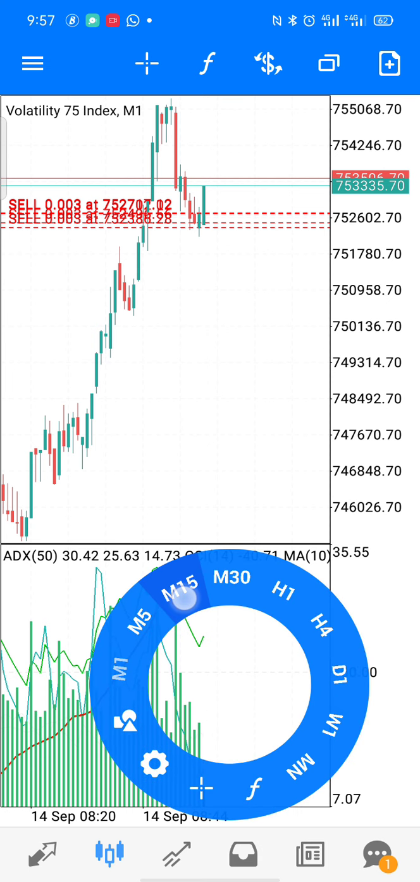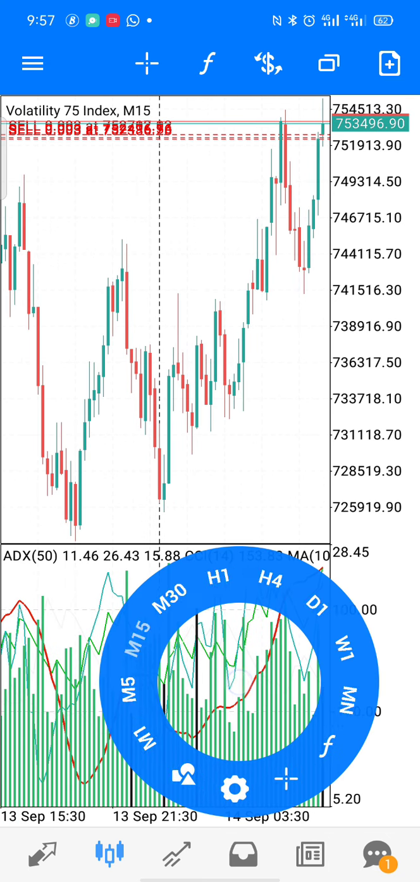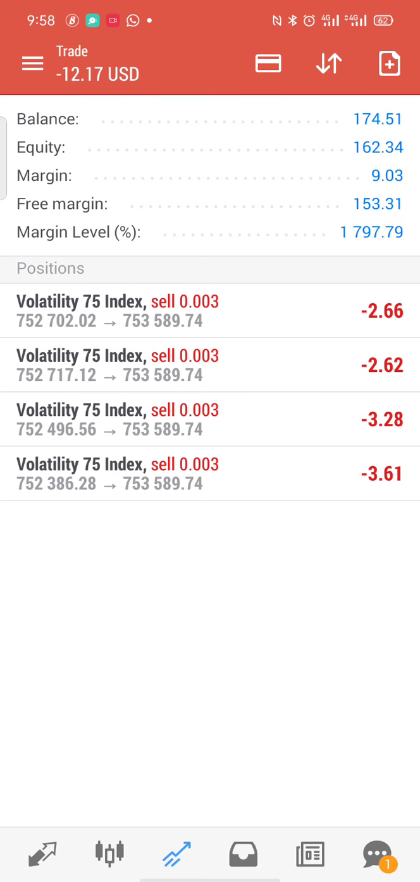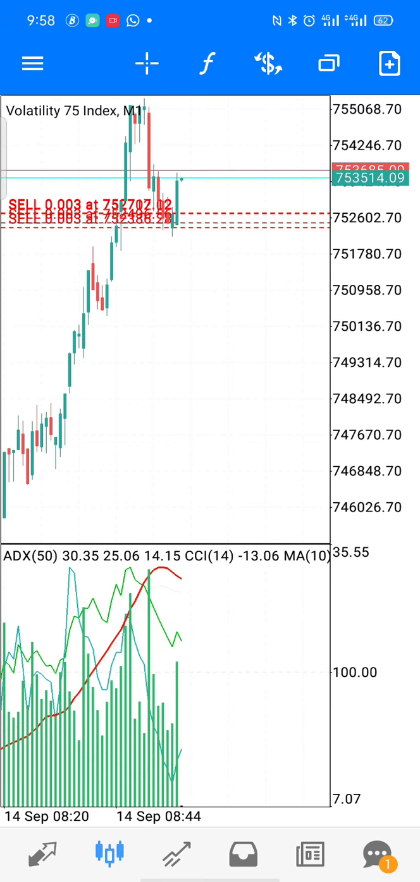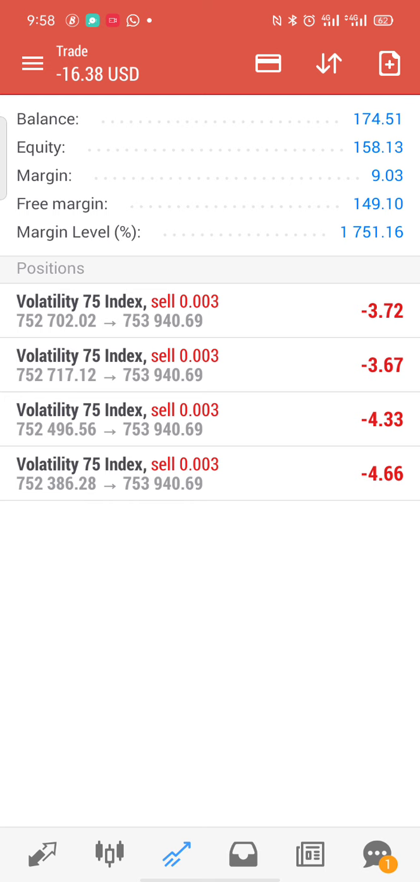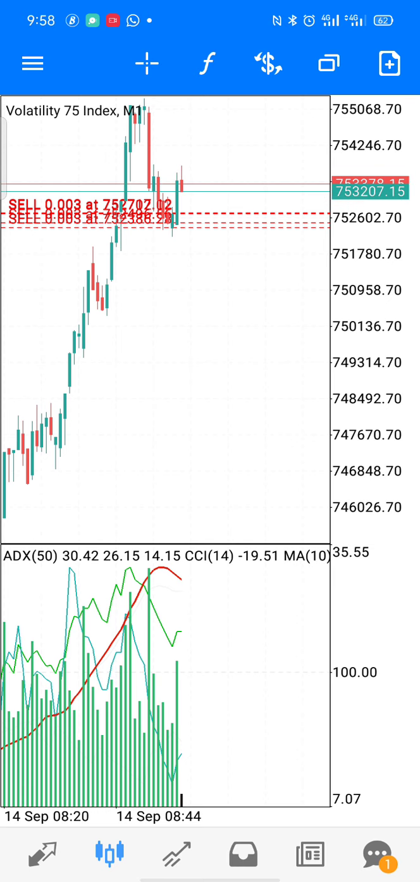Okay, man, it's going against us, guys. Really going against us. Going against my prediction. Okay, this would be my stop loss right now. So I'm waiting, guys. Let V75 give us some profit and then we off. Scalping.